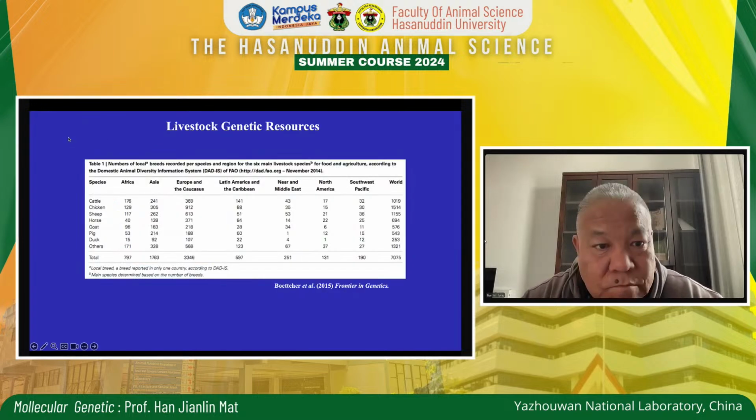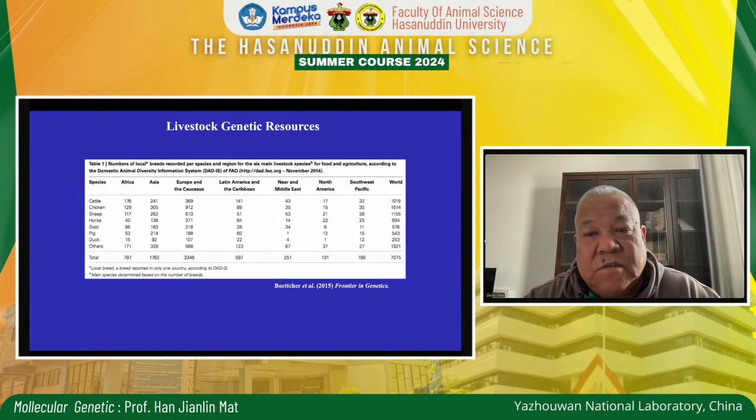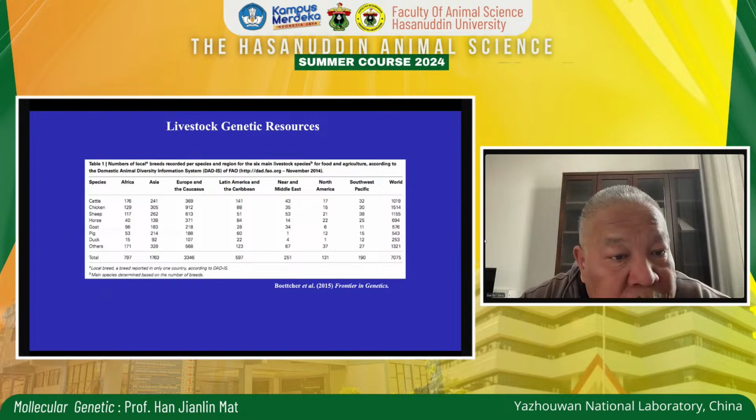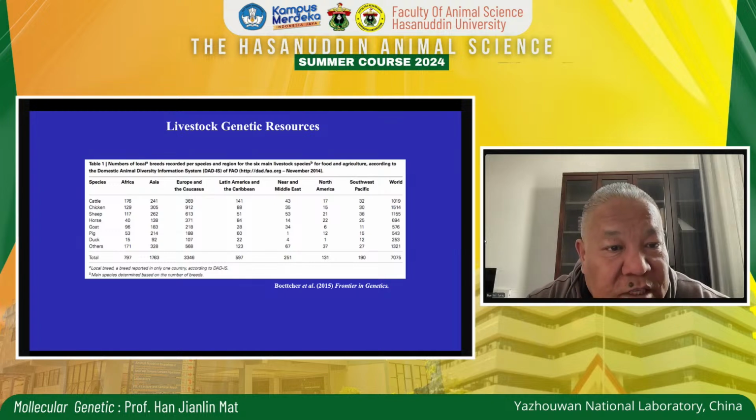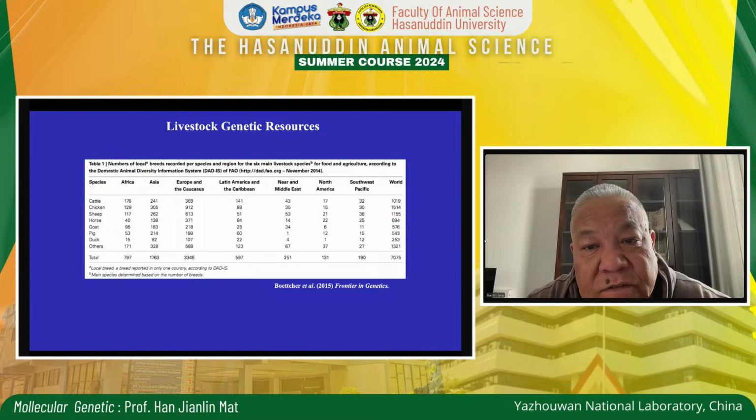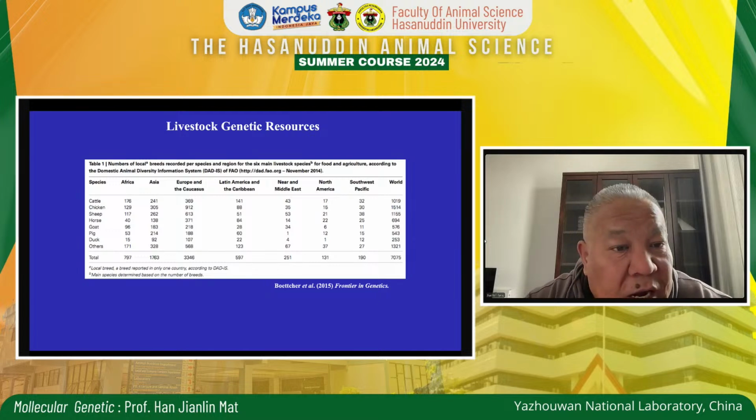And at the international level, the FAO, the Food and Agriculture Organization of the United Nations, is an intergovernmental organization in the world, supported by all our countries, including Indonesia. So the FAO is very much more concerned with the issue of livestock genetic resources.